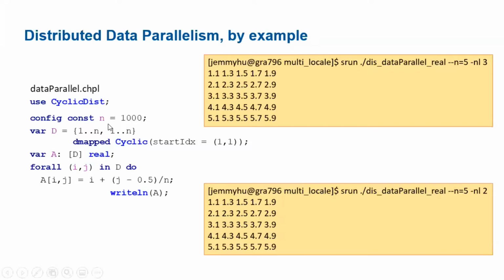Okay, so the code is exactly the same, and basically you do a dmap, starting from the first element, and then you do the same thing. So in this code, you can run, say, use 3 locales, and each has 2, and it will run the same code, or you can use 2 for the same thing. So once you have this parallel code for distributed parallelism, it's ready to go, and it doesn't matter how many nodes you are going to use.